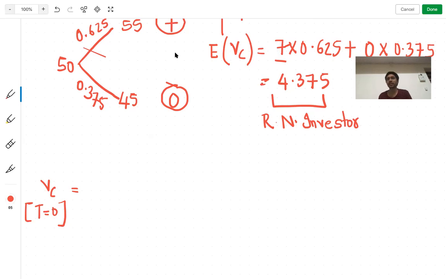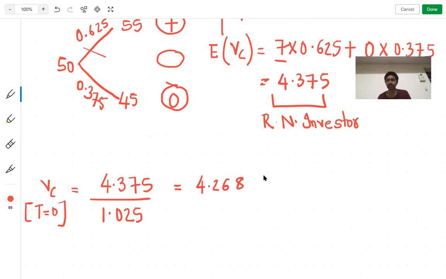We found the expected future cash flow, which is a number between 0 and 7, by multiplying it with the respective risk neutral probabilities. So the expected future cash flow is 4.375. I discount that with the required rate of return. What is the required rate of return? For a risk neutral investor, the required rate of return is 2.5%. Therefore, I discount it by 1.025. If you look at it, 4.375 divided by 1.025 is nothing but 4.268, which is approximately 4.27.